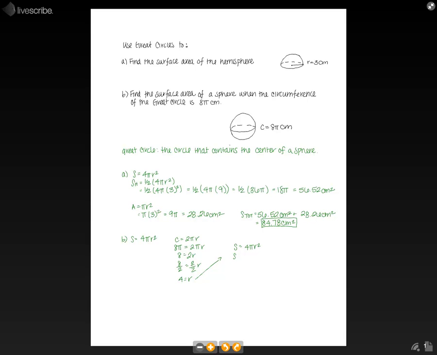So we get s equals 4 pi times 4 centimeters squared, which is equal to 4 pi times 16 centimeters squared. And that is equal to 64 pi. If you put that into your calculator, you get 200.96 centimeters squared. And that is the surface area of that sphere.